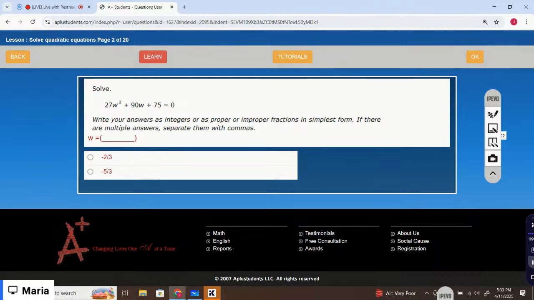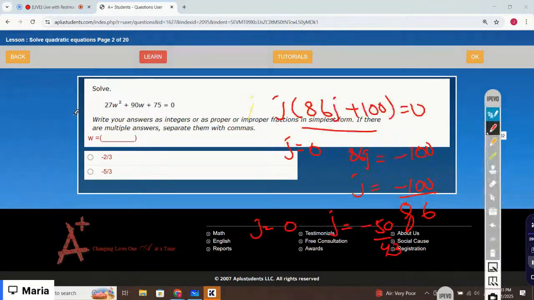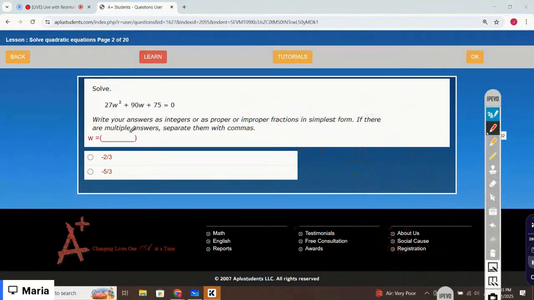27w squared plus 90w plus 75 equals 0. All the numbers are divisible by 3, so let's divide them by 3 first. Yes, they can be divided by 3. So 3 times 9 is 27, 3 times 30, and 3 times 25 equals 0. Now they cannot be divided further.